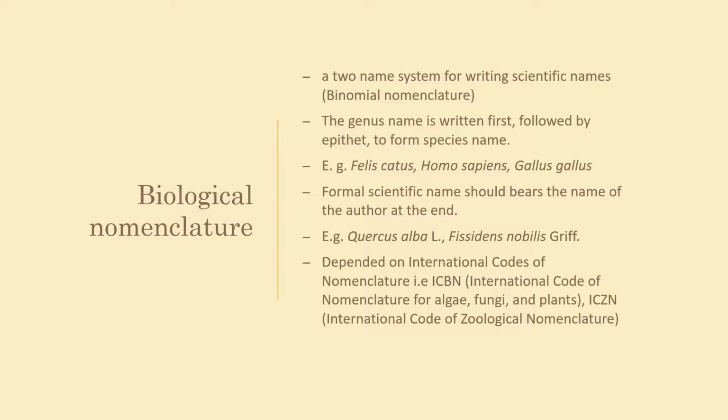Okay. There are two international codes of nomenclature. One is ICBN. B stands for botany, International Code of Botanical Nomenclature, but also applicable for algae and fungi. Meanwhile, for animals, we have ICZN, International Code of Zoological Nomenclature.